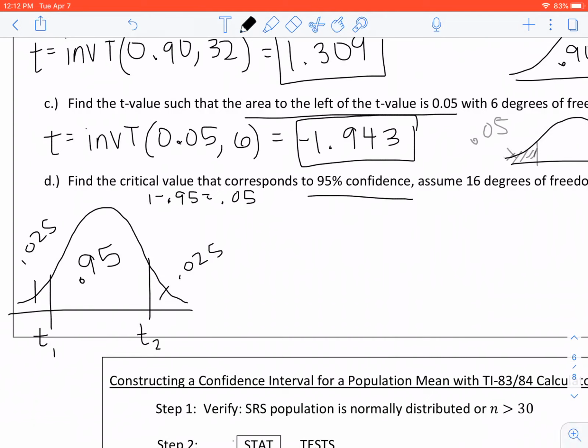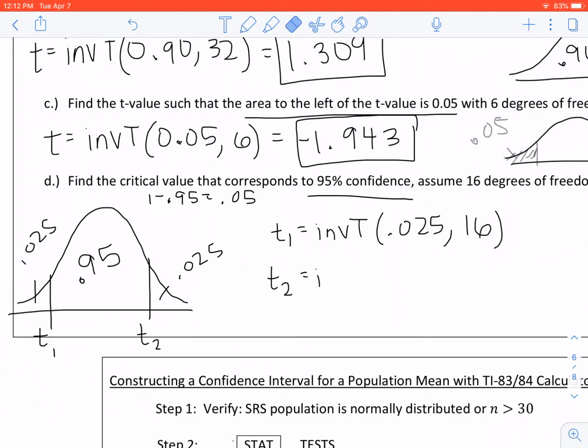So let's go ahead and calculate T1. So this is going to be inverse norm, inverse t, not norm. Area to the left is going to be 0.025, comma, degrees of freedom is 16. And then to calculate T2, we have inverse t.